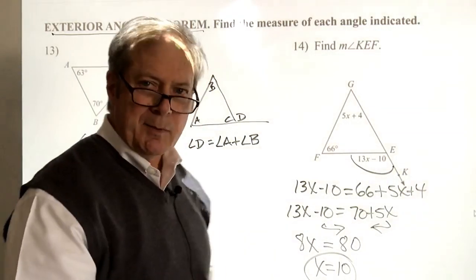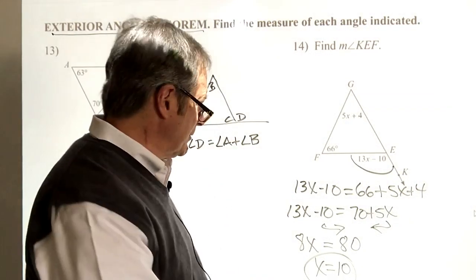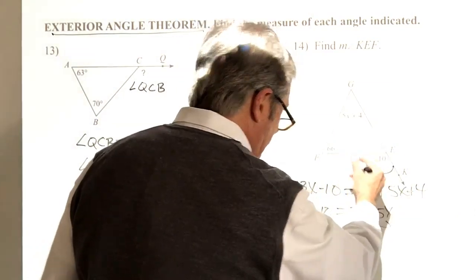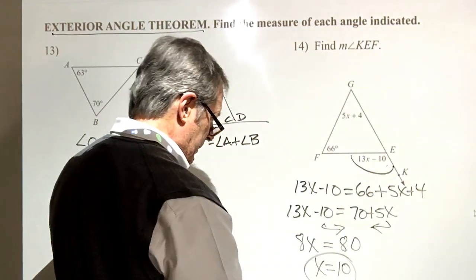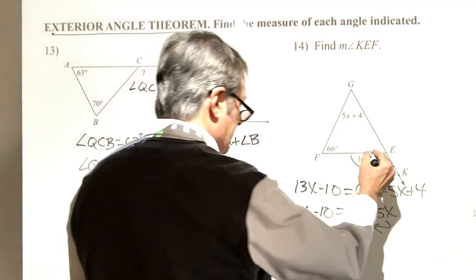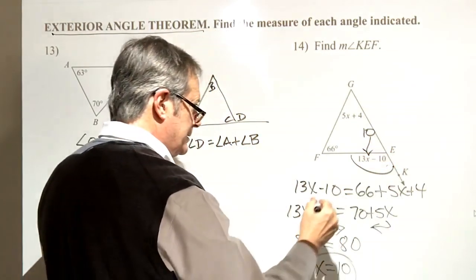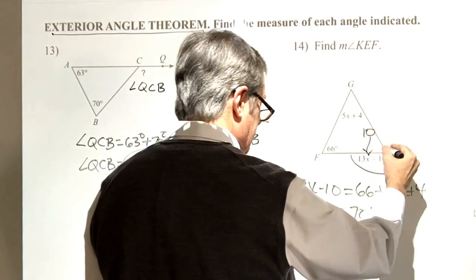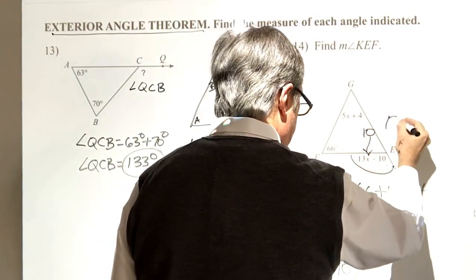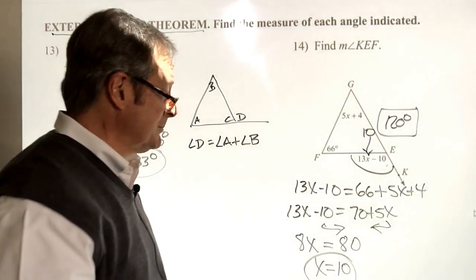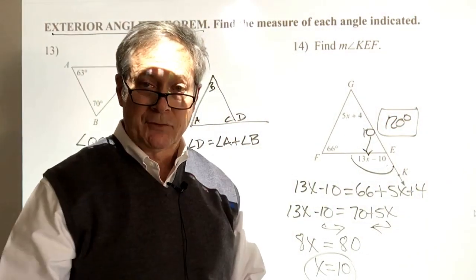Now, if I'm in a hurry, I might be tempted to just stop there, but remember, we're trying to find this whole angle here that I've put in that big marker. So we're going to plug the 10 in here. 10 times 13 is 130 minus that 10. So that's going to be 120 degrees would be our answer. And that's it for the notes.